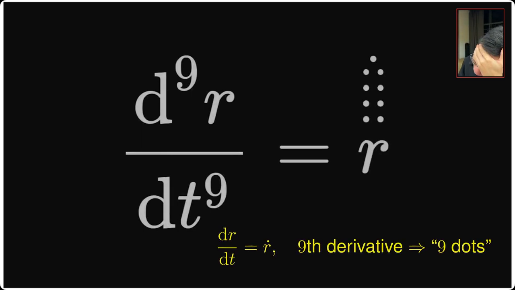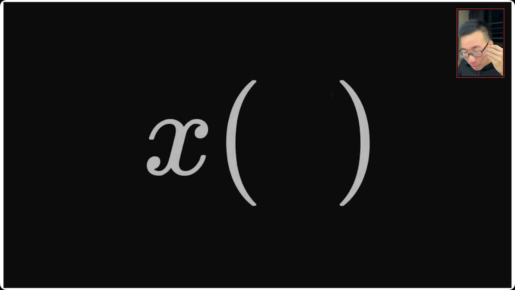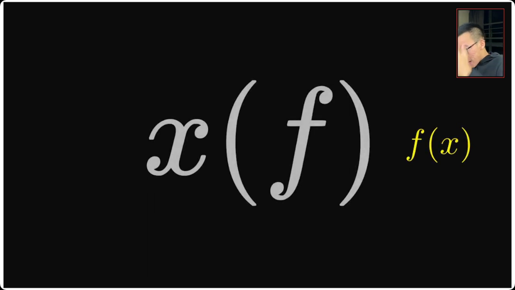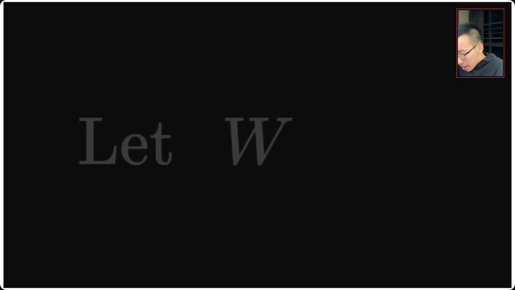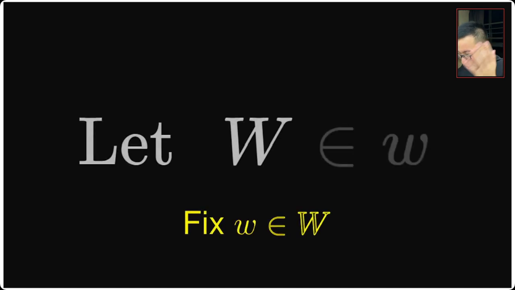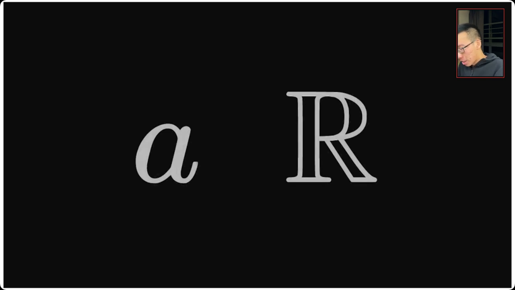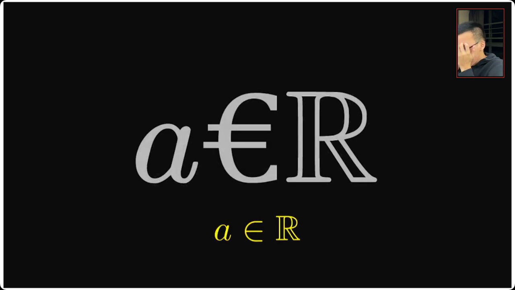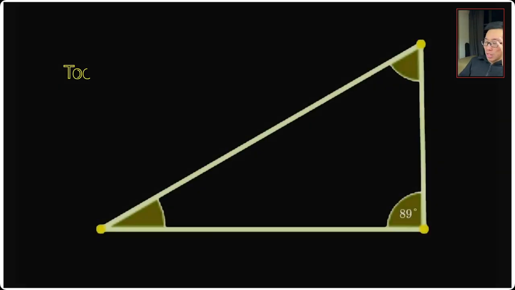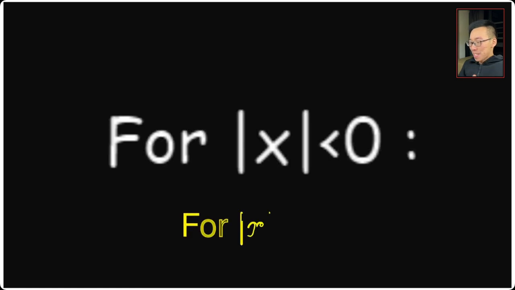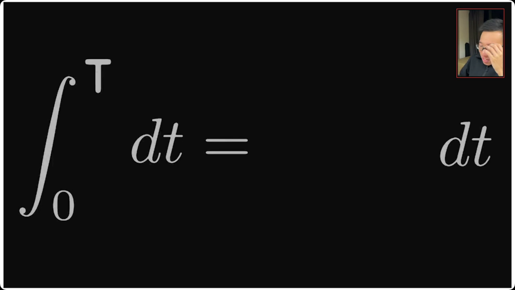What? Nine dots because you differentiate with respect to time nine times. Put the F outside. It's F of x, not x of F, even if functional analysis works that way. Put the set as the capital letter, not the small letter. Use in, not euro. And don't use Calibri. Why would you do this triangle?